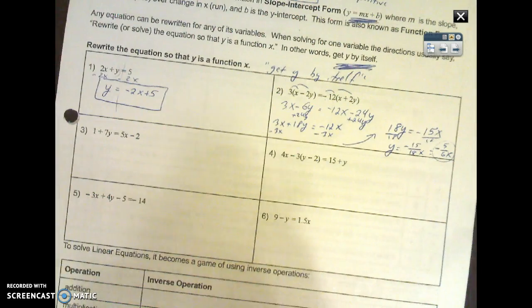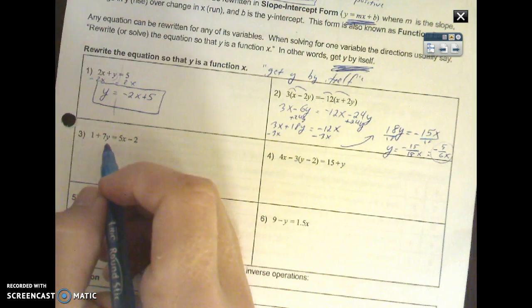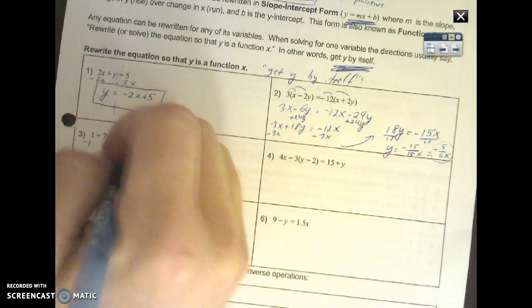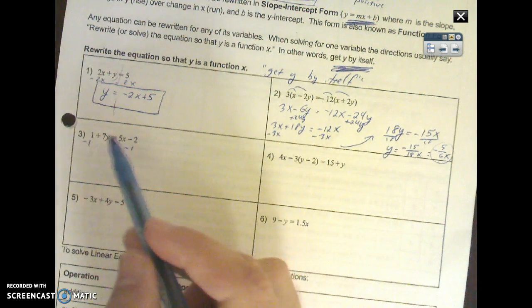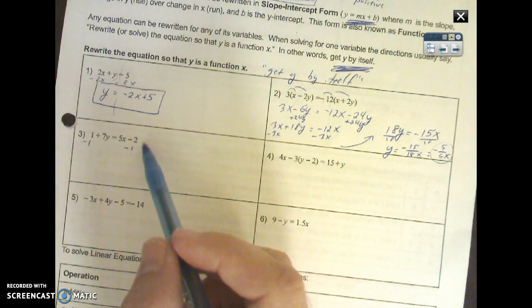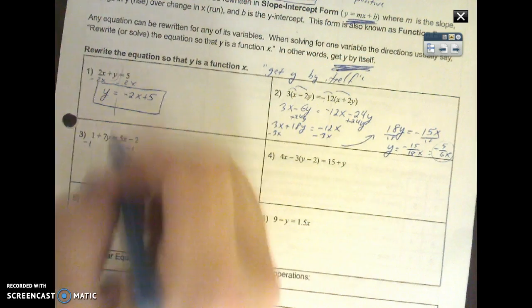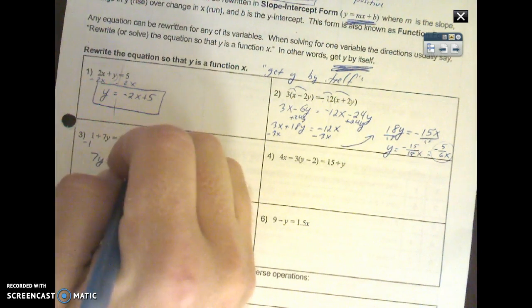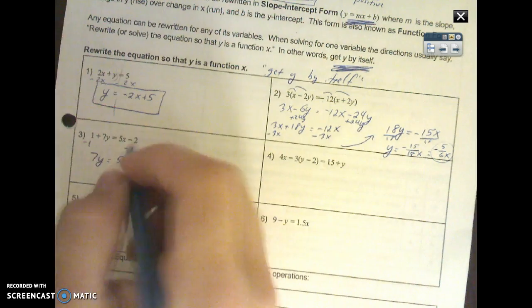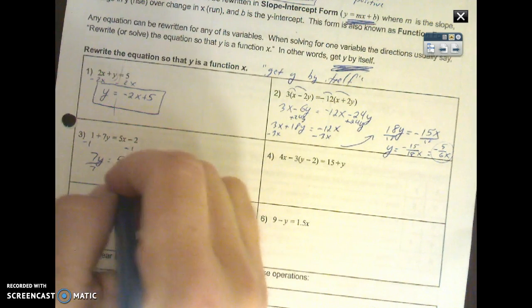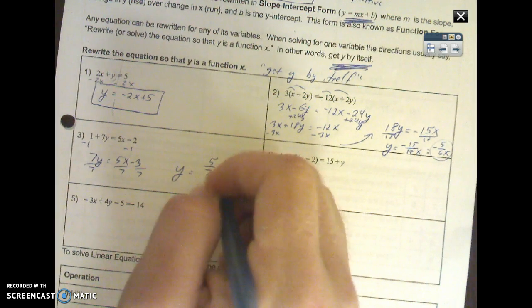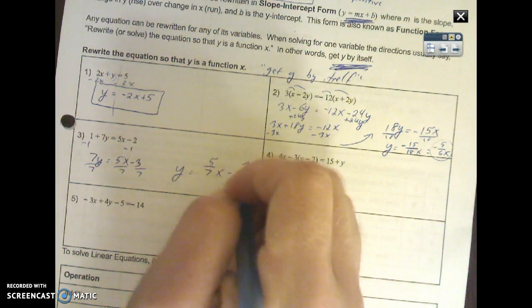Number 3. 1 plus 7y equals 5x minus 2. Let's get y by itself. I'm going to subtract 1 over. Notice that I'm subtracting the 1 from the number 2, negative 2, like I would subtract 1 from the 5x. Again, it's all about keeping like terms. Divide everything by 7. So y equals 5 sevenths x minus 3 sevenths.